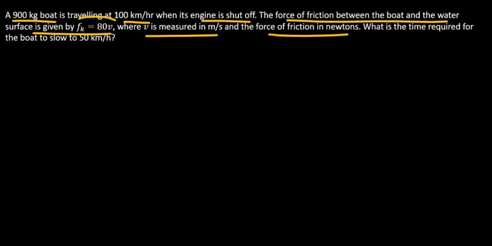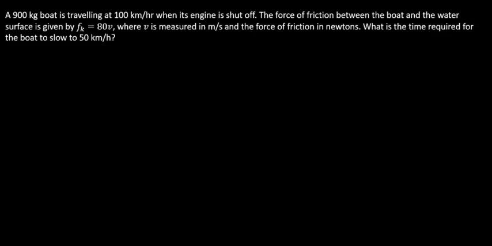So obviously the friction is dependent on the speed of the boat. It has a linear dependence on the speed of the boat. What is the time required for the boat to slow to 50 kilometers an hour? So let's look at the free body diagram. That is the water surface, and that is a schematic diagram of a boat.